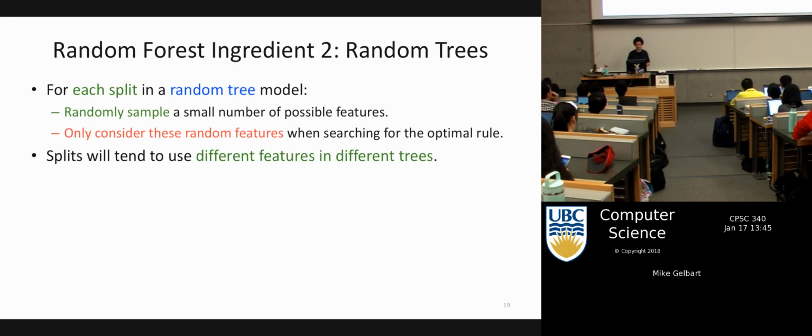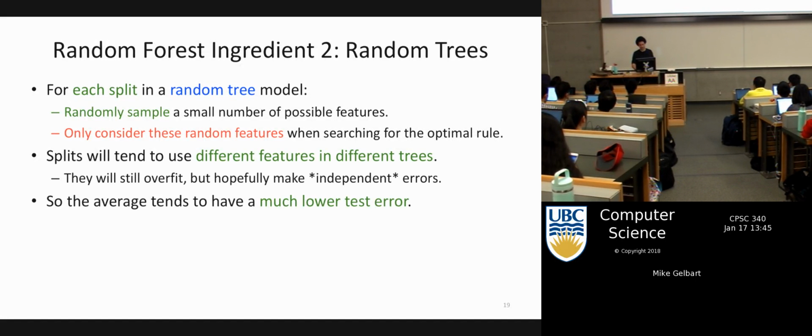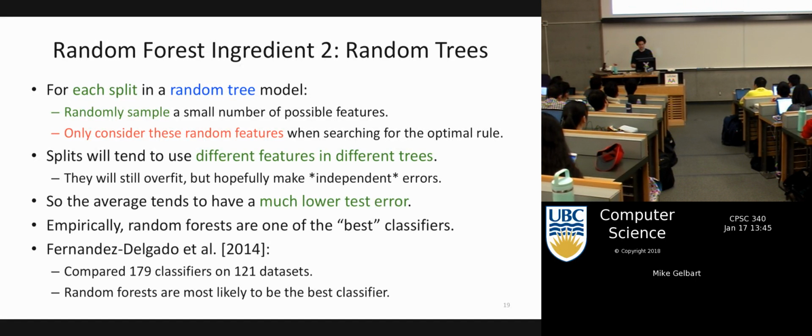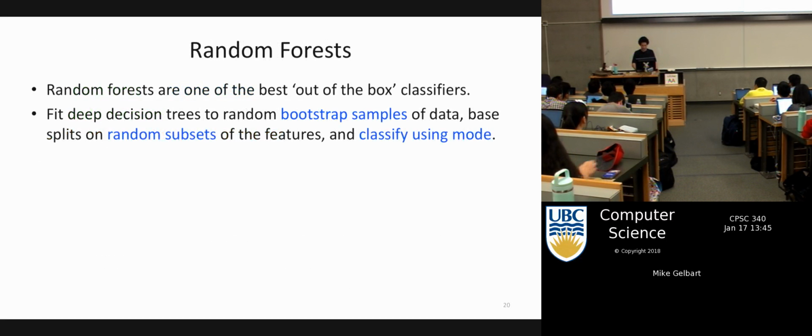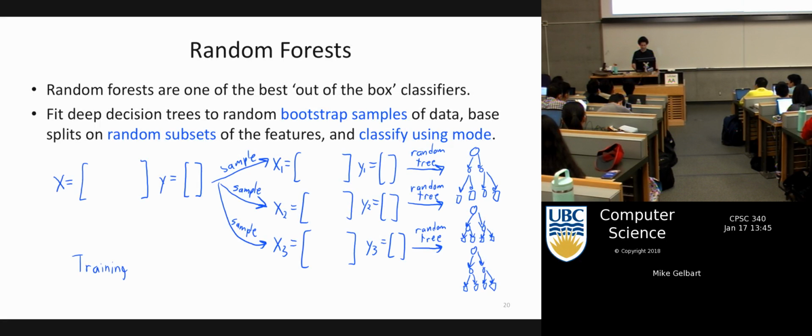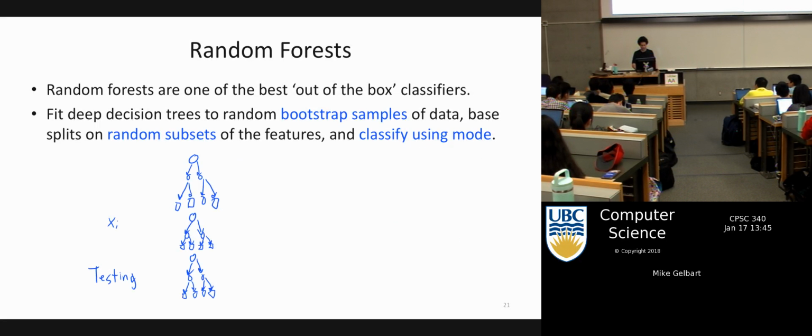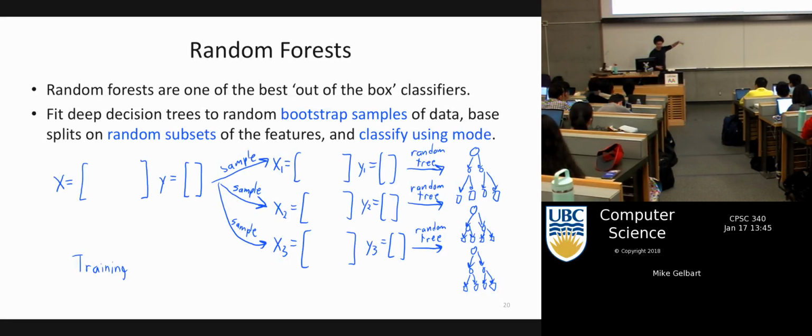Okay, so we talked about this, and we sort of said it should be good. It tends to do well. People tried a bunch of problems, a bunch of classifiers, and these things tend to do a good job. We said all of this. You take samples of your data set, you learn random trees, you average them at the end.